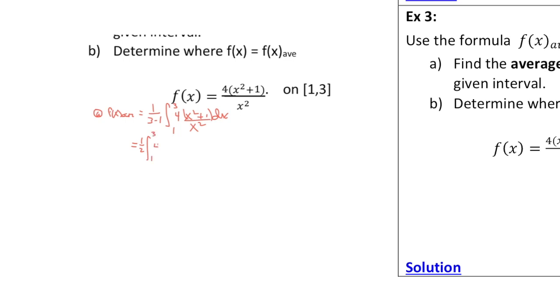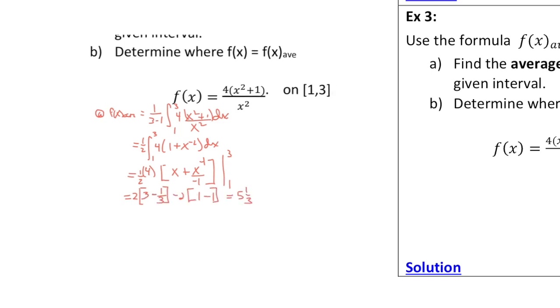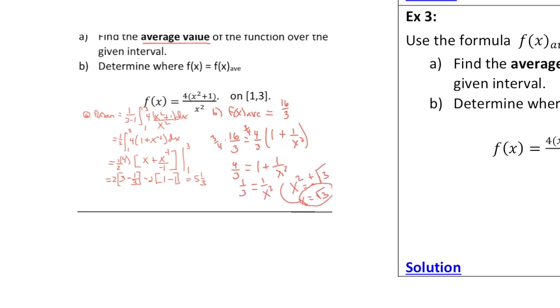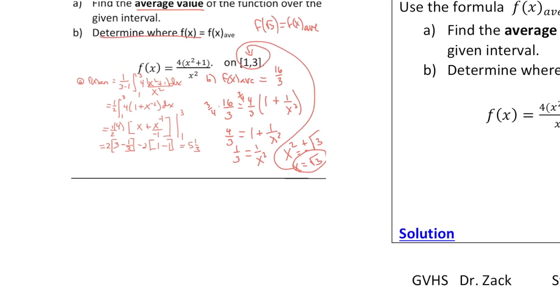So using your average value formula, you're going to integrate from 1 to 3. Find your antiderivative, substitute the numbers 1 and 3 in using that fundamental theorem of calculus, and then to determine where the average value is equal to 16 over 3, take your function and set it equal to your 16 over 3. You should find out that x is equal to your positive answer.